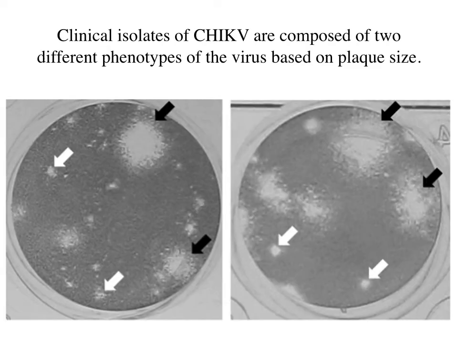During an outbreak of chikungunya virus in the southern part of Thailand in 2009, isolates from patient sera were found to be composed of a mixed population of small and large plaque phenotypes with respect to the plaque morphology in Vero cells. So this shows that you can find a variety of phenotypes in patients and not just in the lab.